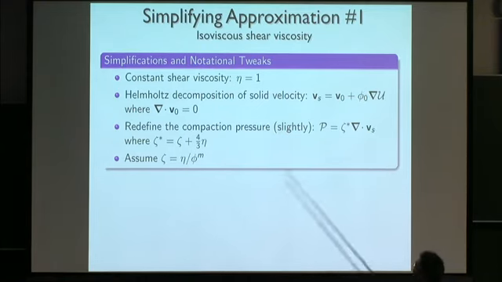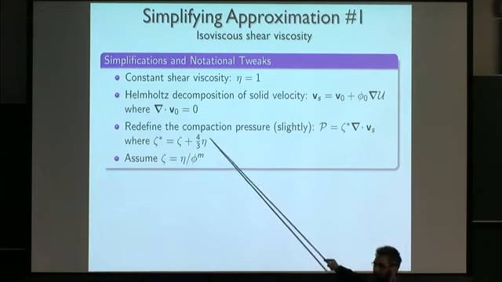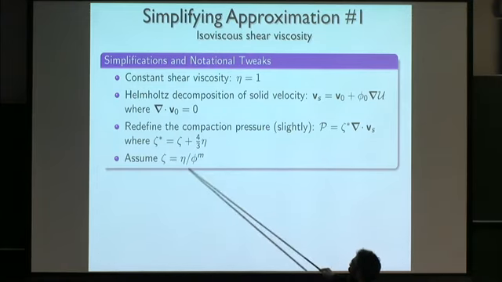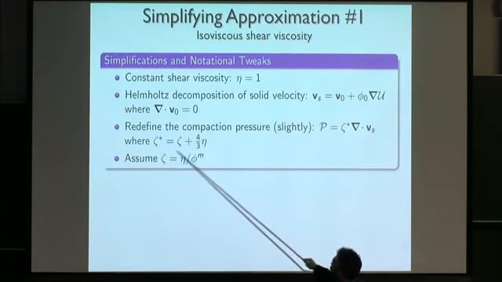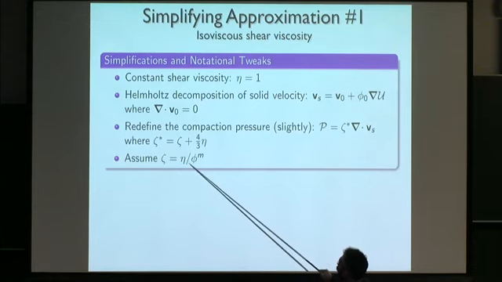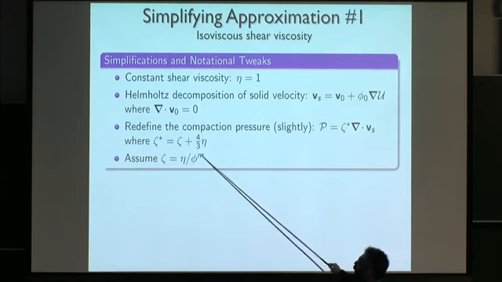I'm going to redefine the compaction pressure slightly. This is where this little magic 4/3 comes out of. It comes out of the assumption that the viscosity is constant. And I'm going to assume this form, that the bulk viscosity here looks like it is of order shear viscosity divided by porosity to some m.